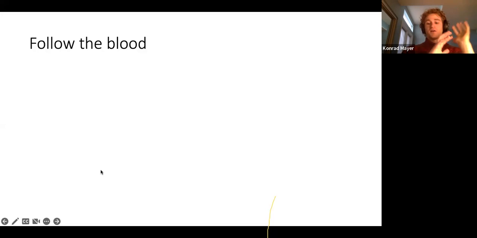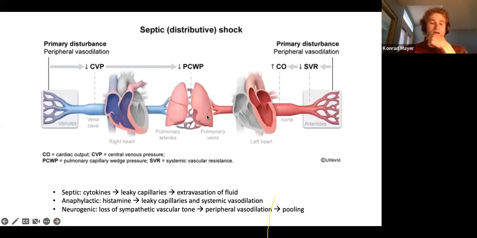So that was the formula, and I'll come back to it later again. But now let's think about this other approach, which is following the blood. To follow the blood, the platform that lots of students in the US use has very good pictures. Again, I'm starting with distributive shock, so we're on the right side of the formula. This is affecting systemic vascular resistance. There are three forms of distributive shock: sepsis, anaphylactic, and neurogenic.